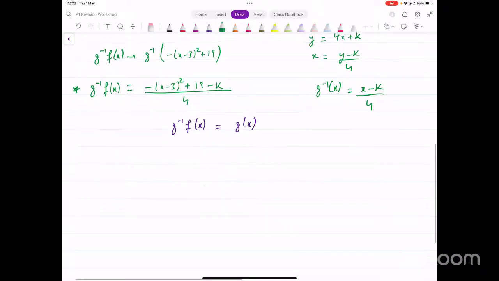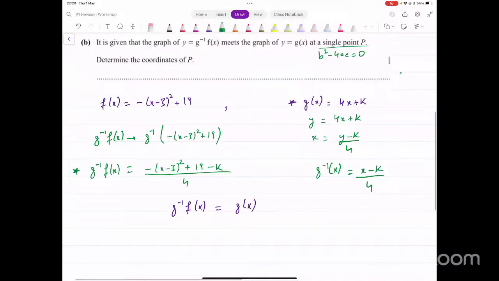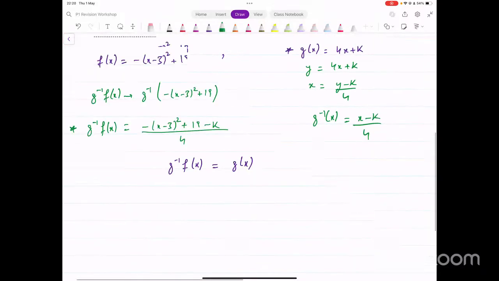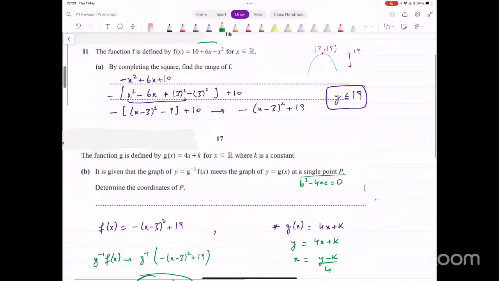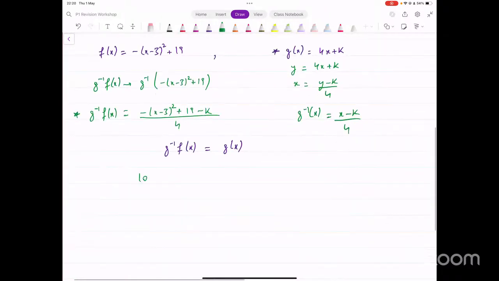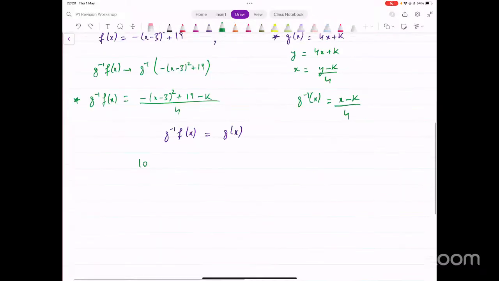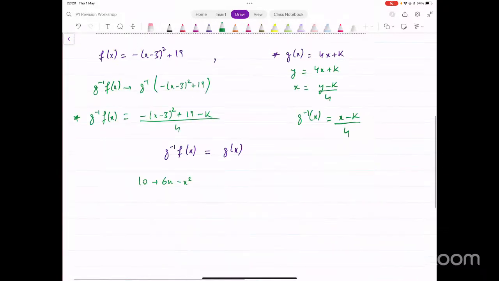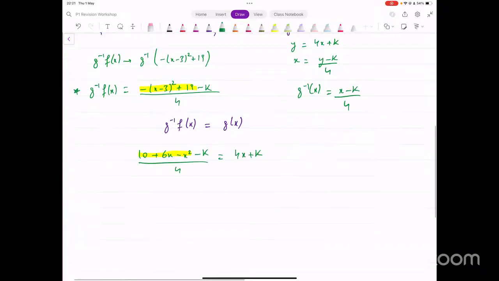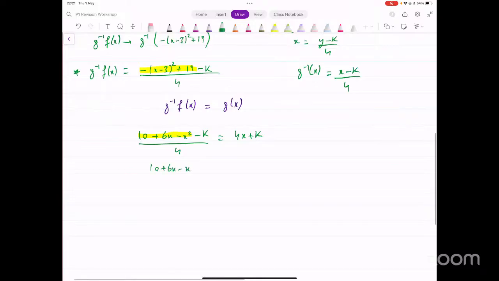So we've got one function here on the left side. It looks like you would have to expand it, so let's just use the original form. I can just replace this thing with 10 plus 6x minus x squared to simplify things. I'm using the original form now because we have to simplify that anyway. Then we have minus k, divided by 4, equal to 4x plus k. Multiply 4 on the other side, and that gives you 10 plus 6x minus x squared minus k equal to 4 into 4x, that's 16x, plus 4 times k.